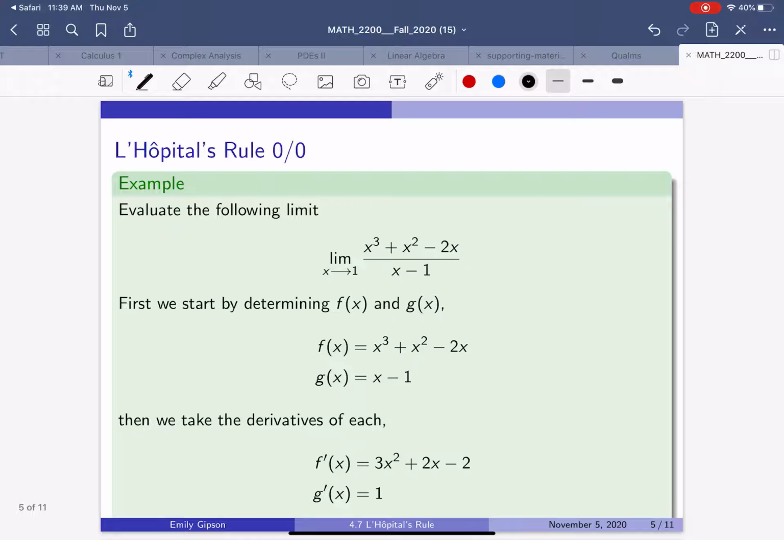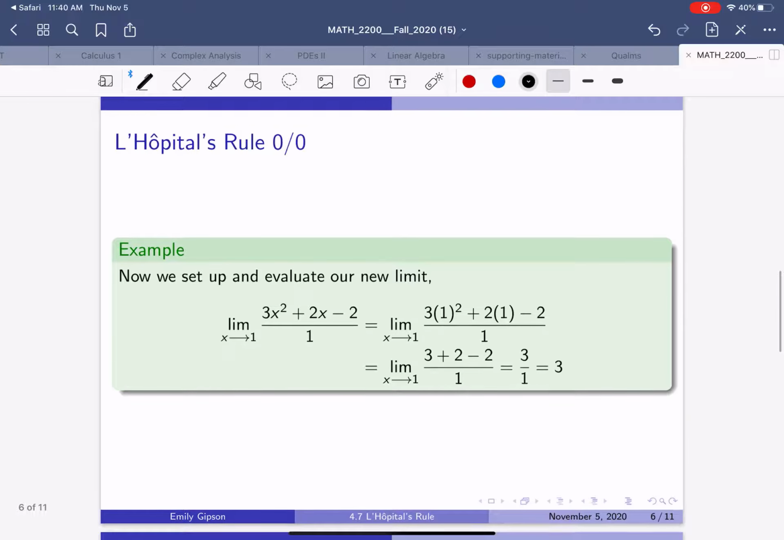So we're still trying to evaluate the following limit. We're going to first start by determining what is our f of x and what is our g of x. And here it's really simple. Our f of x is the numerator, x cubed plus x squared minus 2x, and our g of x is the denominator, x minus 1. And then we take the derivatives of each. So f prime of x is 3x squared plus 2x minus 2, and g prime of x equals 1. And we just want to make sure that our derivative g prime exists everywhere on our interval, and 1 exists everywhere, so we're good to go.